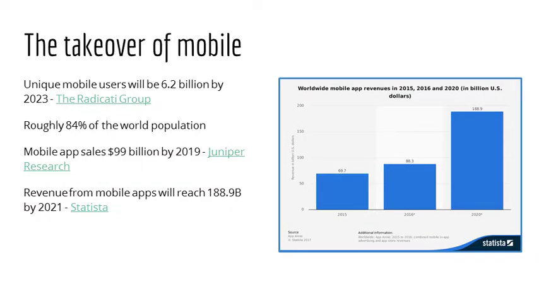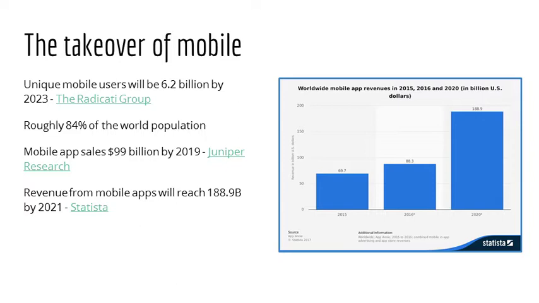Thanks, Mike. On the first slide, we look at a few statistics about mobile. The key stat is that mobile users will reach a number of 6.2 billion people by 2023. That's about 84% of the world's population. Not only this, revenue from mobile apps will reach 188 billion by 2021.